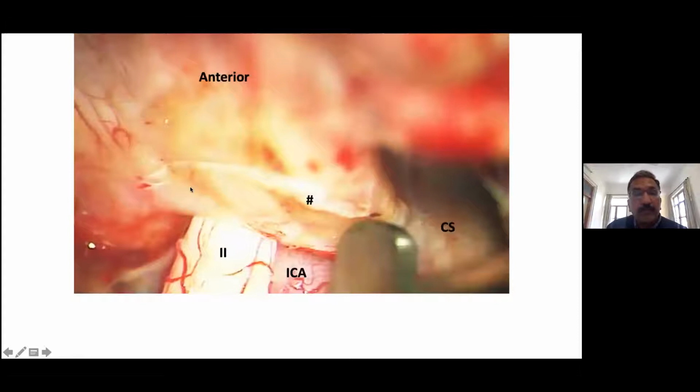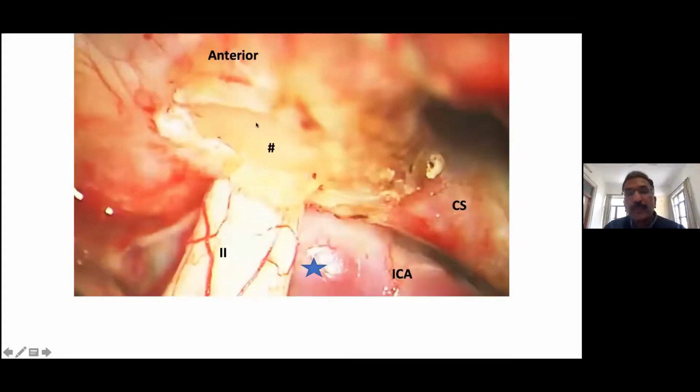So now what we've done is we are opening the dura over the planum sphenoidale and the clinoid process here. So this is the planum sphenoidale, this is the clinoid process, and this is the cavernous sinus here. And then the planum sphenoidale is drilled, this is the clinoid process which is drilled, and this is the optic nerve, this is the internal carotid artery, and this is the aneurysm that you see.